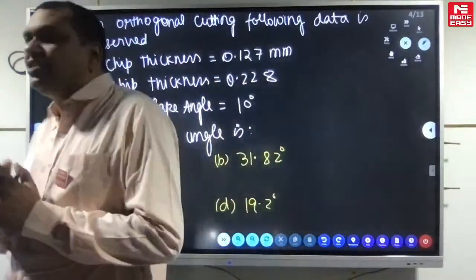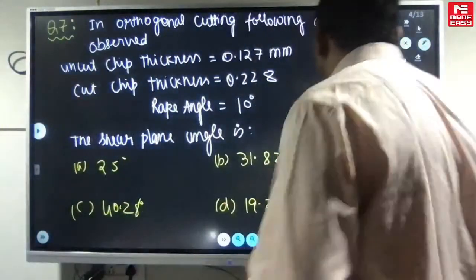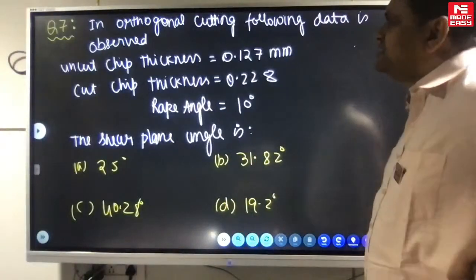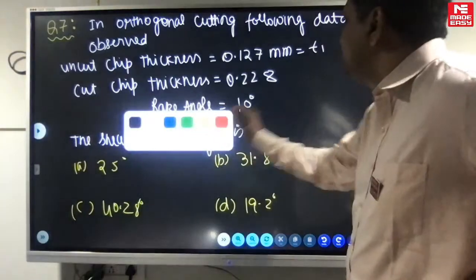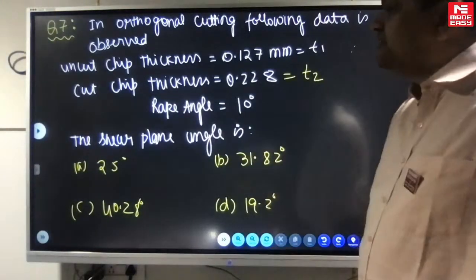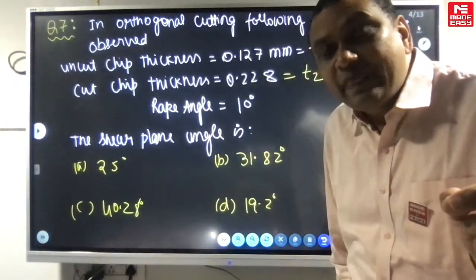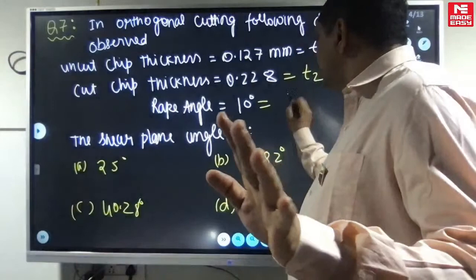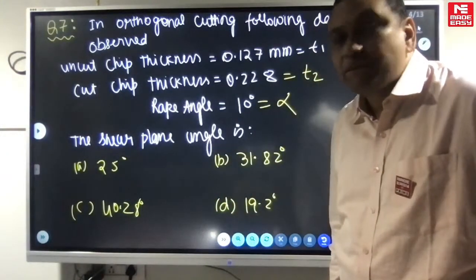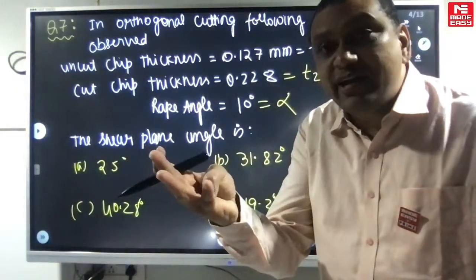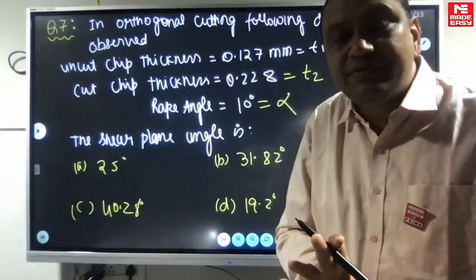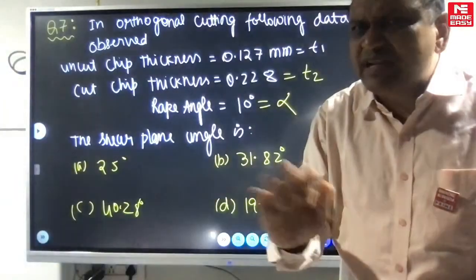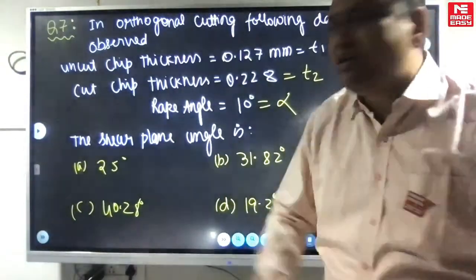Now see, this question is also asked by many people. Suppose this is your question: in orthogonal cutting the following data is observed, uncut chip thickness is given to you, cut chip thickness is given to you. See, in the exam it is written back rake angle. Don't get tension. Use that angle only. But suppose side rake angle and side cutting edge angle are also given, then you calculate normal rake angle using the formula that we have given in the classroom. But even if the back rake angle is given, it is not possible to convert it into normal rake. Use the same angle in the calculation.